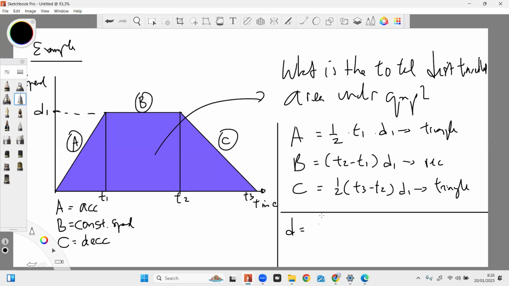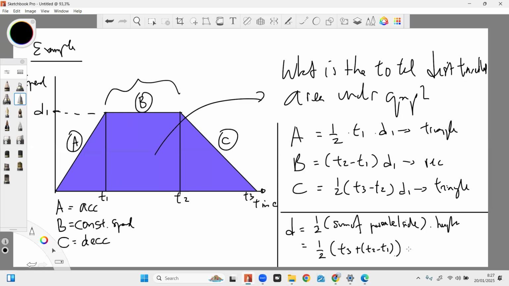So the total distance is, remember, half times the sum of parallel sides times height. And they will give you the same answer. Sum of parallel sides, T3 plus T2 minus T1. Yeah, way more complicated because we are using variables. We are not using numbers.